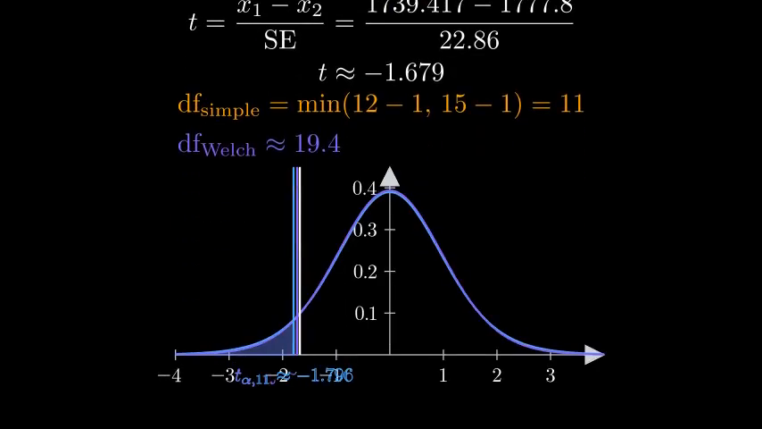Here is the picture. The blue line marks the critical value for 11 degrees of freedom. The purple line marks the critical value for about 19 degrees of freedom, and the white line marks the observed t-statistic. Because the observed t is to the right of both critical lines, it is not in the left tail rejection region, so we fail to reject the null hypothesis.